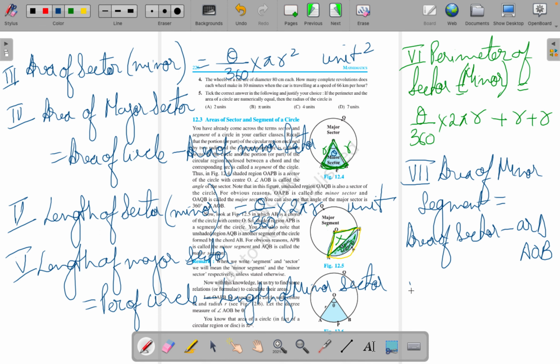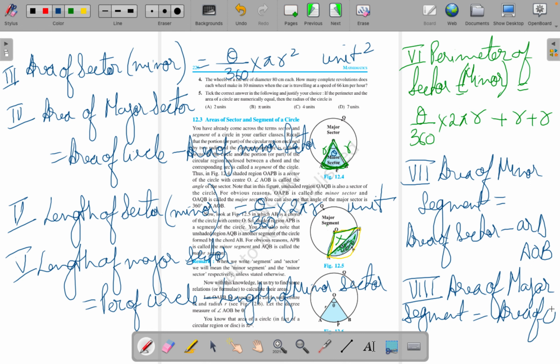And the last formula of the chapter, area of major segment. Again ये बहुत simple है, that is area of circle minus area of minor segment. चेक करो, अगर मैं पूरे circle में से minor segment हटा दूं तो मुझे दूसरा part क्या मिलेगा, major segment, right. So these are all the formulas which are required to solve these exercises.